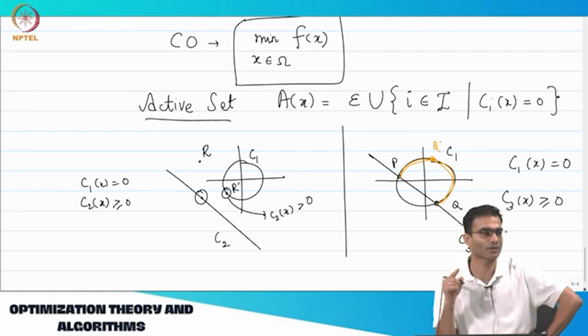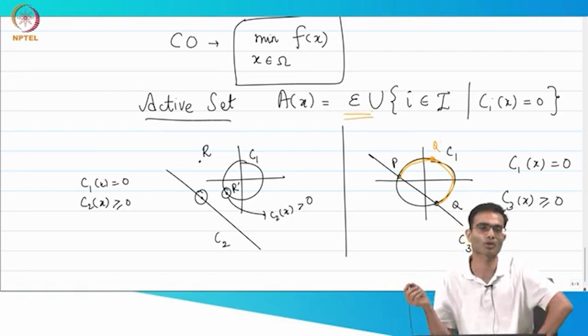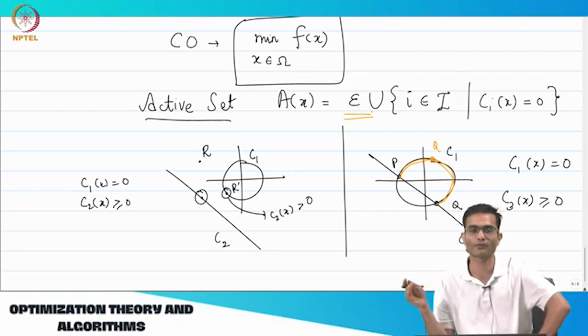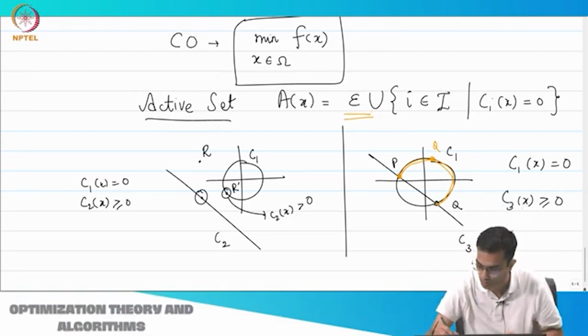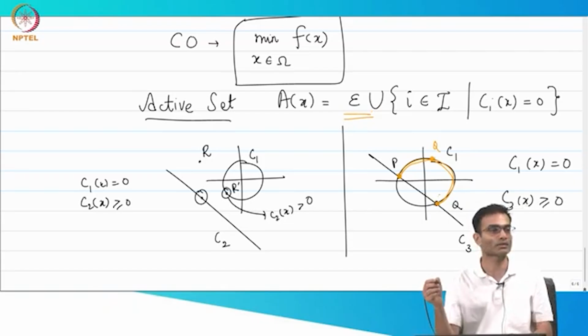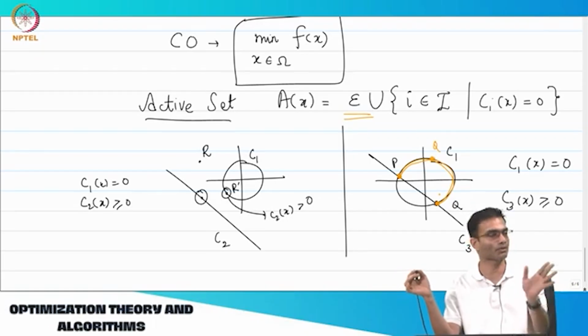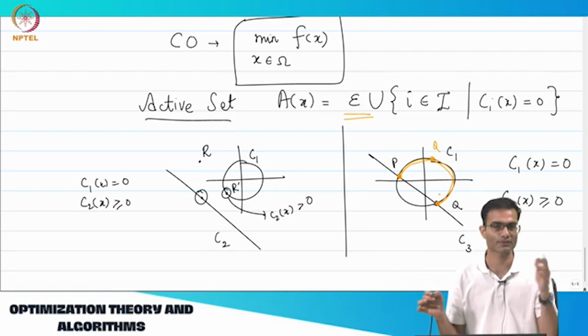Why? Because you can see the equality is always there by definition. The inequality is not included in this, because at the point Q, what is the value of C3, 0 or greater than 0? It's greater than 0. Therefore, it is not included in the active set. On the other hand, if I was standing at P or Q, C3(x) takes on the value of 0, right? So if I ask you what is the active set at P or Q, you would say 1, 3. 1 for C1, 3 for C3, shorthand.